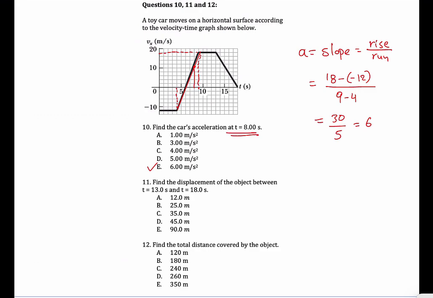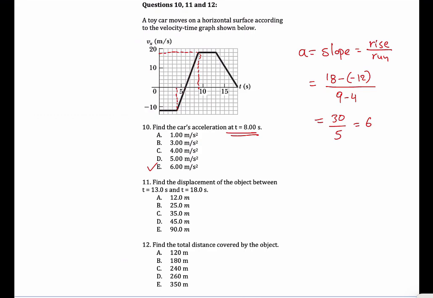Again, we don't have to go exactly to 8 seconds. We can take the slope of the whole straight line. Since it is a straight line, the slope is constant. We can select any 2 points on this line. I selected the start and the finish.